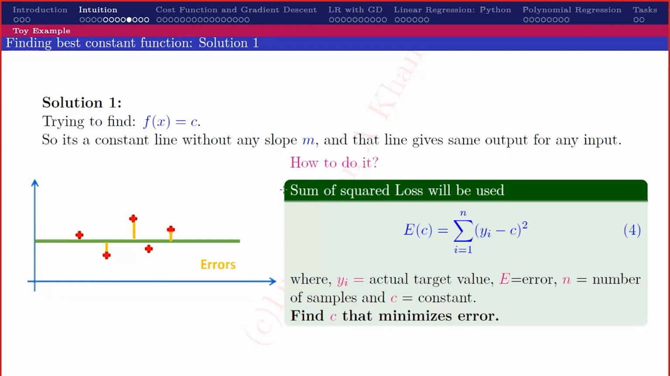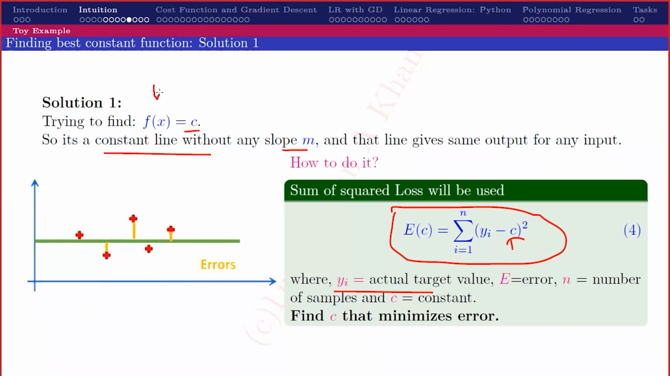So this is the data set we are given, and we are trying to find the best fit line, a constant line without any slope, using this error function. This is the sum of squared error function, where yi is the actual or target output, and C is the predicted output, because the prediction is C. This is our hypothesis: h of theta is equal to C, and this is the output.